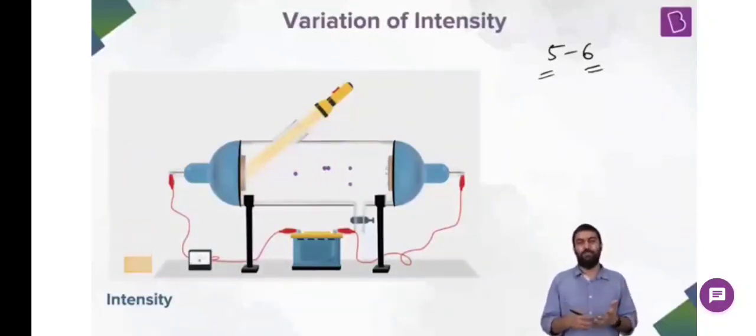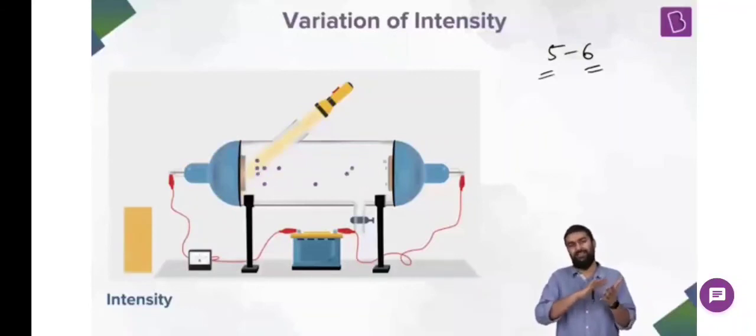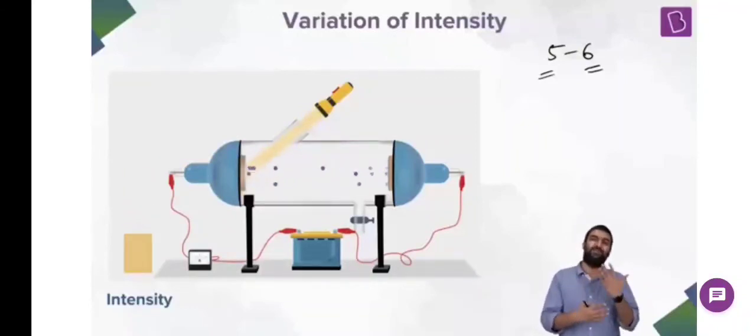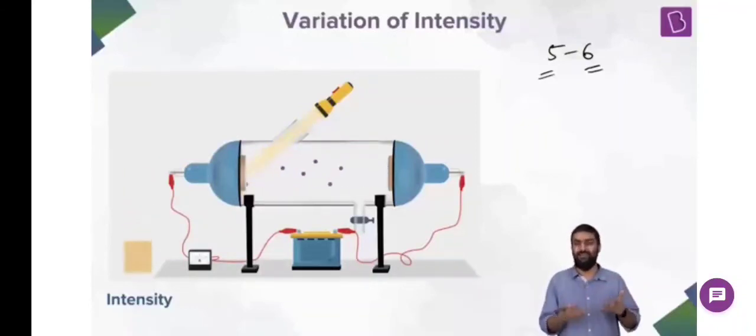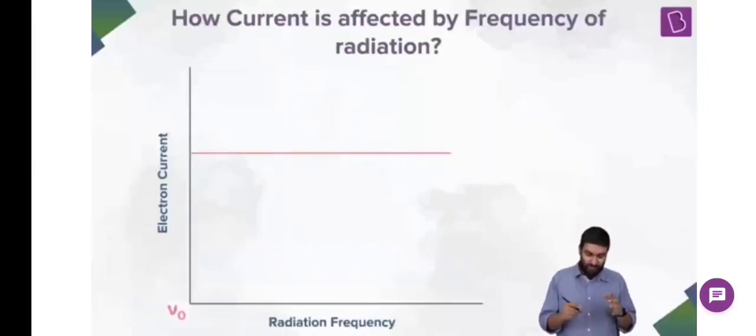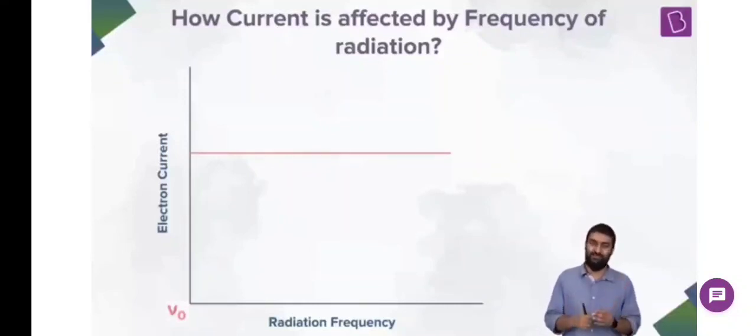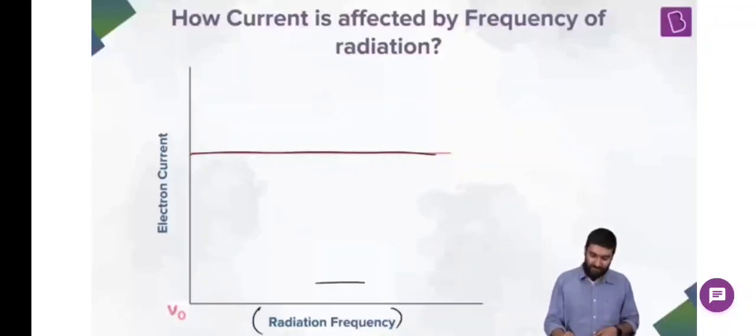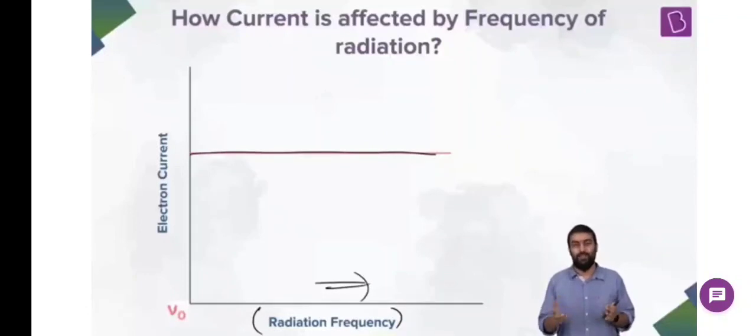Now, as you increase the intensity, more electrons get released, more is the current, and that is the conclusion. Let's look at this. We have electron current on the y-axis and radiation frequency on the x-axis. This is saying that the electron current is constant even if the radiation frequency is increased. Why? Because current depends only on the number of electrons.